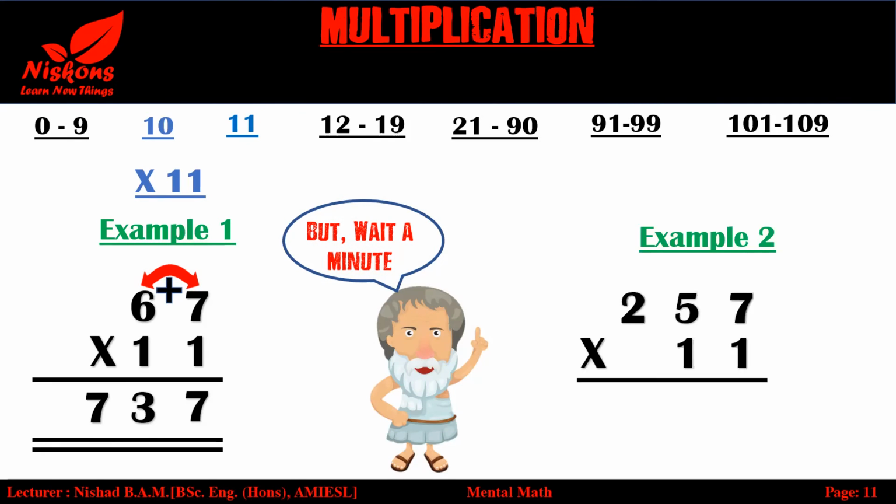Next example, 257 multiplied by 11. Let me quickly give you the answers. 7 will become 7 here. 7 plus 5 is equal to 12. We have to only write 2, and the 1 is the remainder. And then we have to add 5 plus 2, which is equal to 7, and the remainder is added, so it will result as 8.